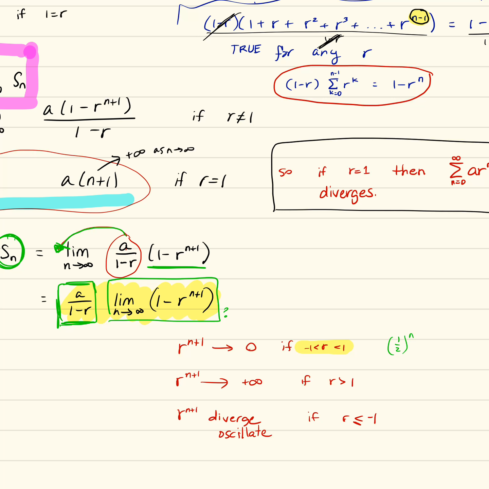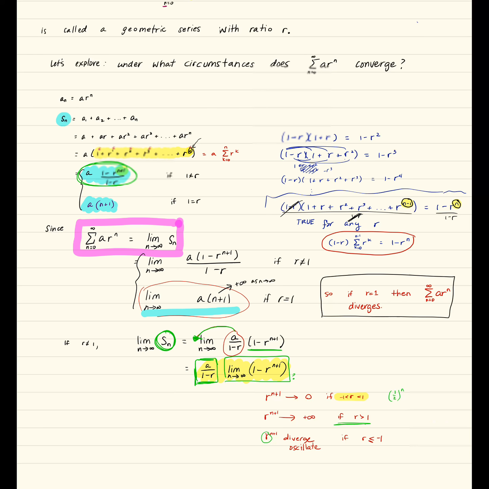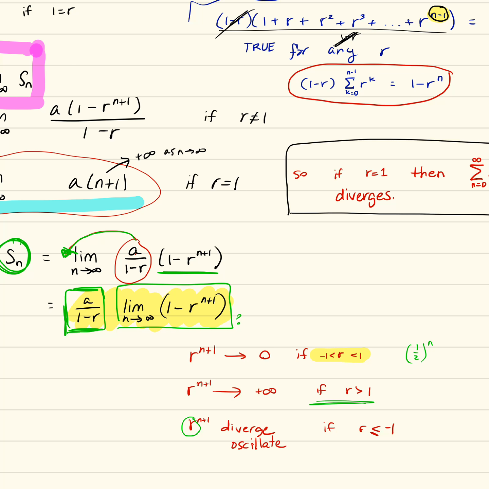If r is bigger than 1, then r to the n plus 1 is going to go to plus infinity. And lastly, if r is less than or equal to negative 1, then r to the n plus 1 is going to diverge and oscillate. It oscillates between plus and minus because r is a negative number. It's getting bigger, but the sign of r to the n plus 1 is oscillating. So this is going to allow us to compute this limit based on this information down here.